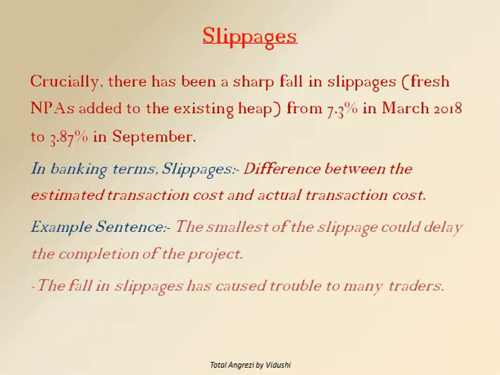Slippages can be found in this particular sentence in the article that says, crucially, there has been a sharp fall in slippages, fresh NPAs added to the existing heap, from 7.3% in March 2018 to 3.8% in September. Now, this is a very banking term. It means that when there is a difference between the estimated transaction cost and the actual transaction cost, that is what they call slippage.